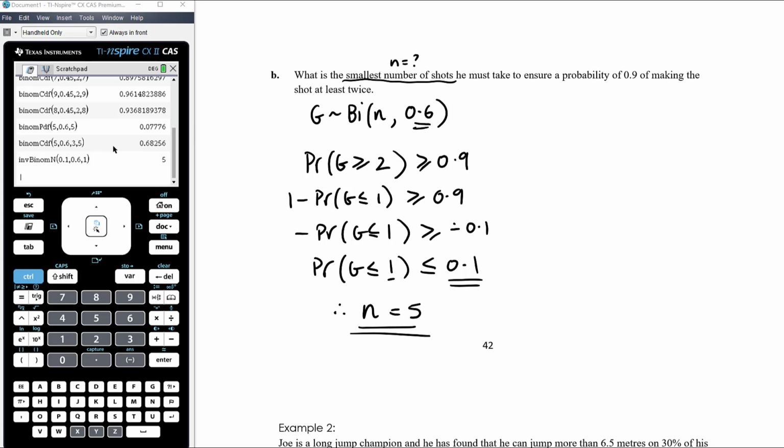Okay. So you don't ever write down the CAS syntax. I don't want to see binomCDF, binomPDF, invBinomN written on the paper. That's the language you use to talk to your CAS calculator, your particular TI brand of CAS calculator. Perhaps for those who use the Casio, the syntax is different.